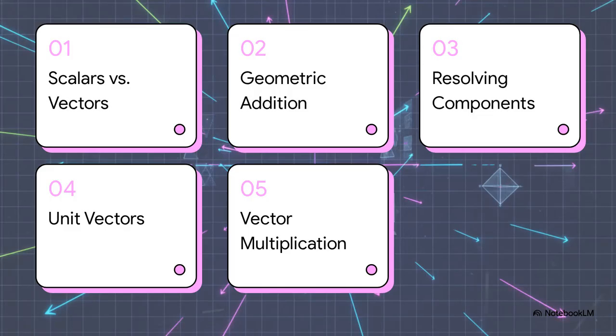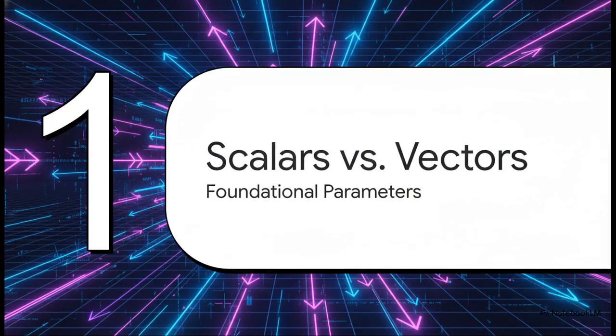Let's take a quick look at a roadmap for today. We'll be hitting 5 key areas: scalars versus vectors, geometric addition, resolving components, unit vectors, and finally, vector multiplication. All right, let's jump right into part 1, scalars versus vector quantities.